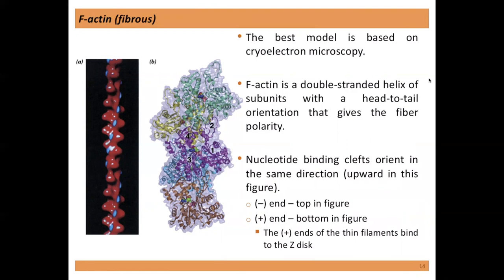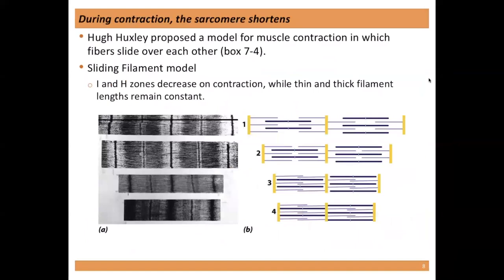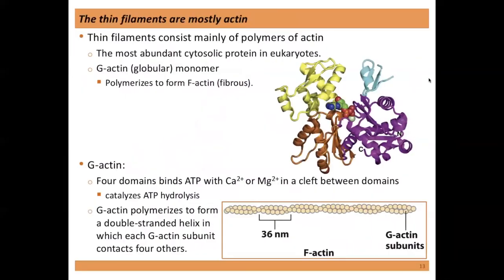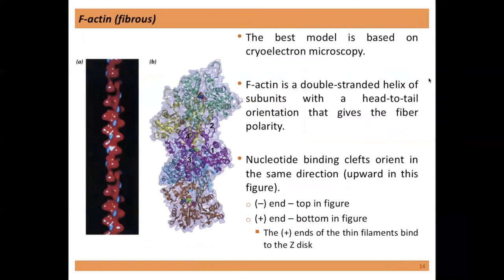So you actually have an end that exposes that nucleotide binding cleft, and that's referred to as the negative end. And then you've got the positive end there. Now the positive end is what binds to that Z disc. Sorry to make you motion sick, but I'm going to go back here. So this would bind to the Z end right there. And that would be the positive end of the actin fiber, and then this would be the negative end of the actin fiber.